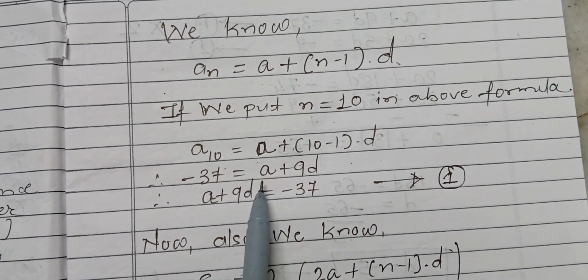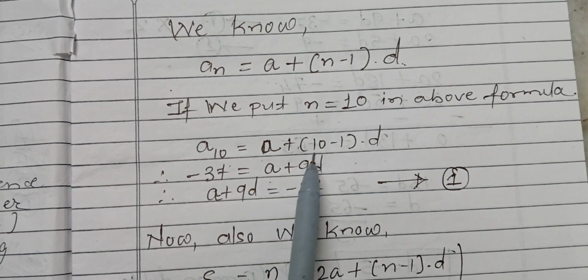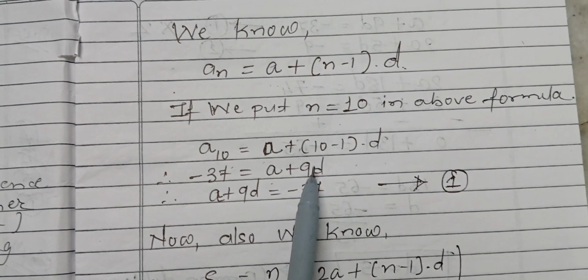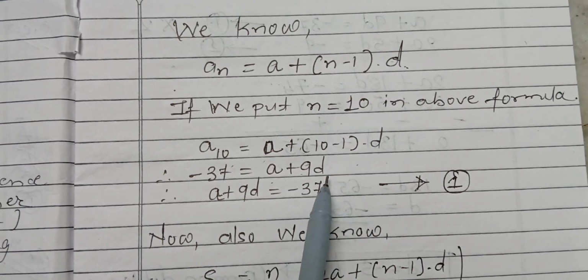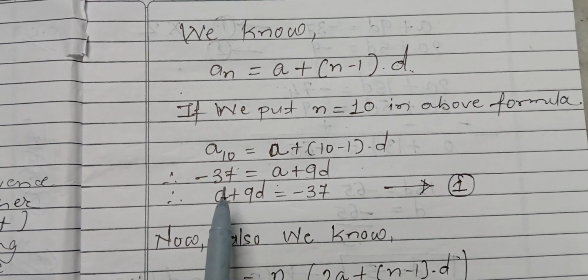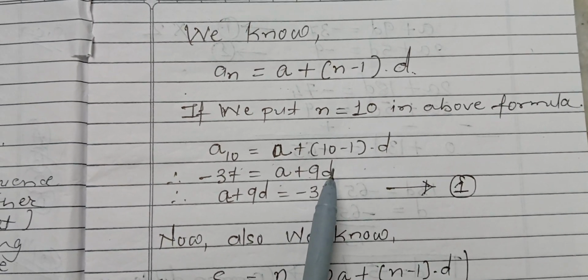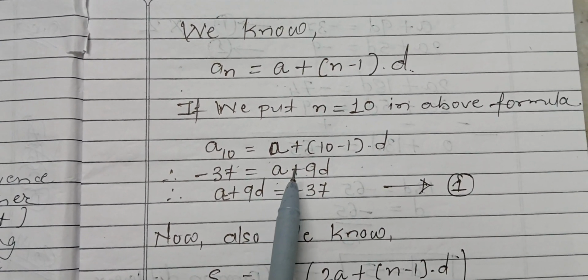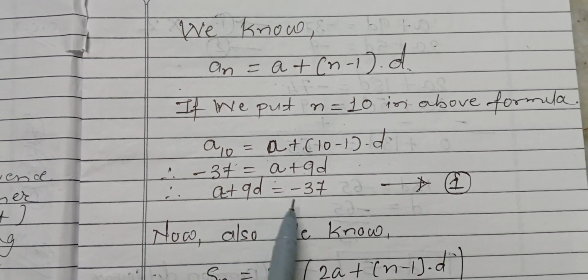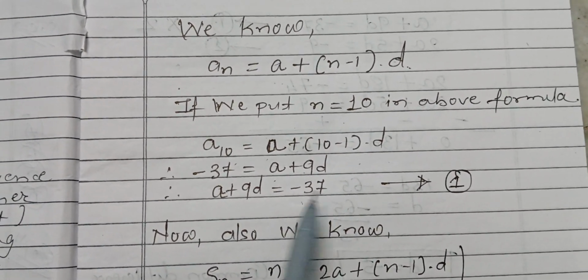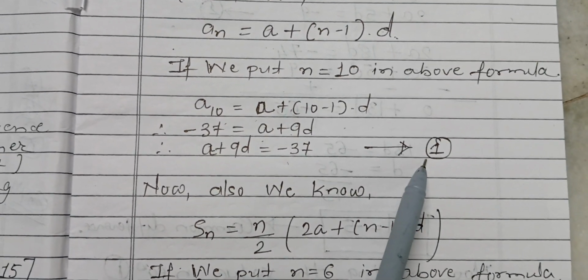A we don't know, we keep it as it is. This is our first term. 10 minus 1 is 9, so 9 into D. D is also unknown to us. So minus 37 is equal to A plus 9D. We are used to writing it like this, A plus 9D first, and we keep minus 37 on the right hand side. So this is our equation 1.